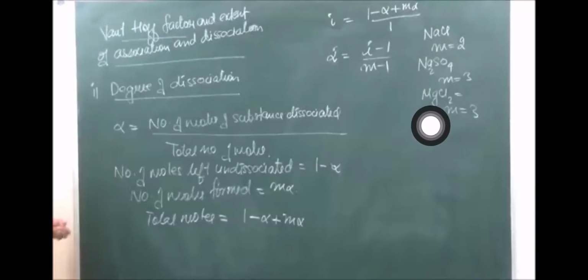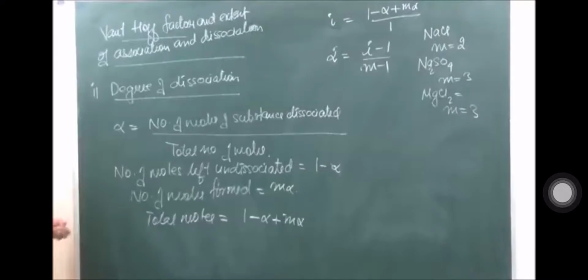Here, if we are taking MgCl2, then it will be Mg2+ plus 2Cl-, right? All these things we have already studied in 11th standard, right? So here i will be 3. Clear? So this is the degree of dissociation.